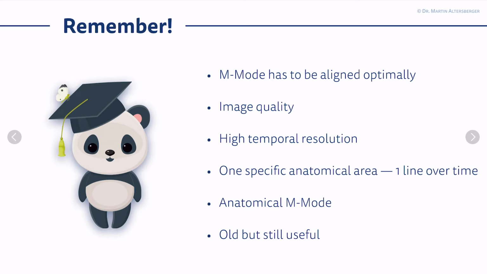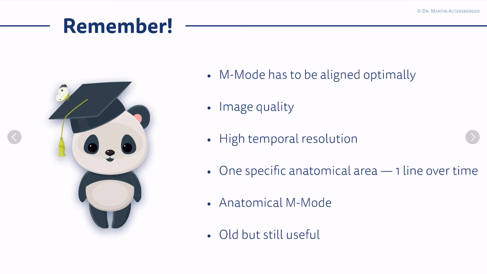The same holds true for M-mode measurements. In M-mode measurements, the image quality has to be very good because you measure a certain line over time. So the M-mode also has to be aligned optimally. You have a very high temporal resolution, but you only scan one specific anatomical area, which is also the limitation of M-mode measurements.